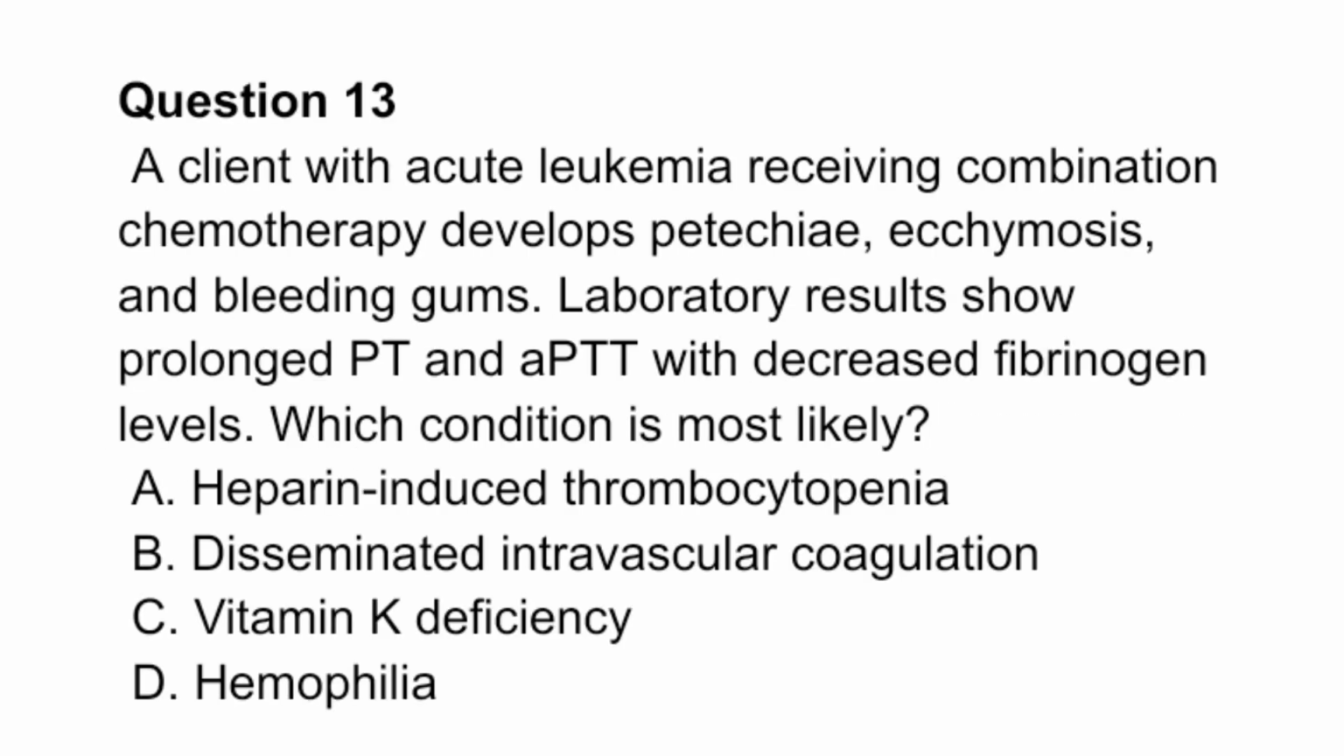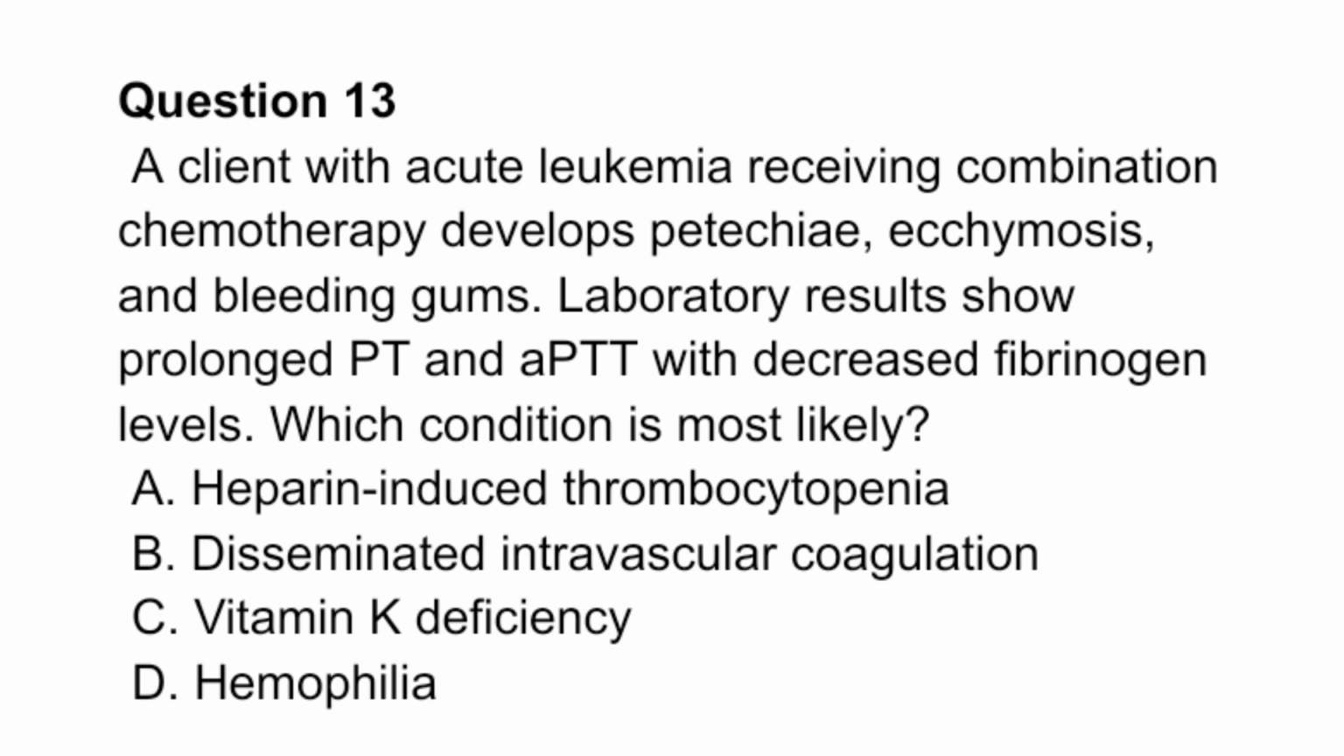Question 13. A client with acute leukemia receiving combination chemotherapy develops petechiae, ecchymosis, and bleeding gums. Laboratory results show prolonged PT and APTT with decreased fibrinogen levels. Which condition is most likely?